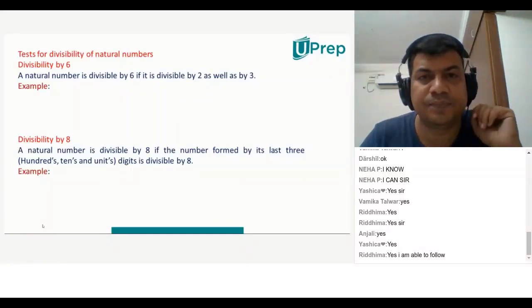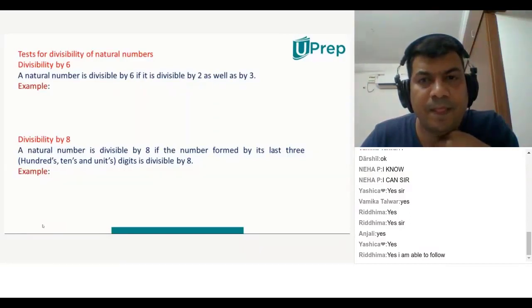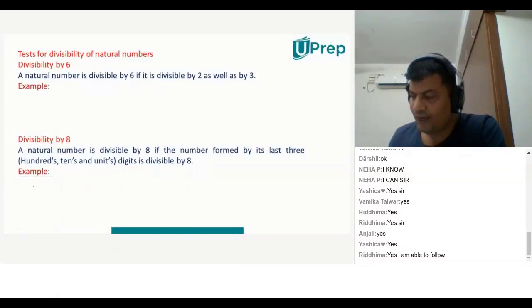Sir, may I say something also? Yeah, go ahead. The reason we don't learn this is because it's scientifically proven that dividing is faster than actually using the rule. Correct. Exactly. Very good. Now let's get on with the divisibility rule for 8.